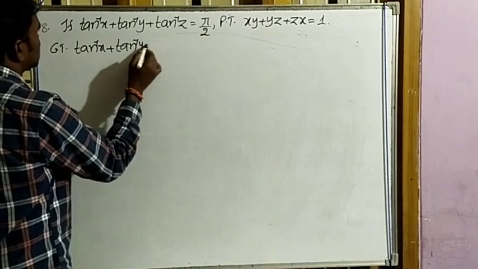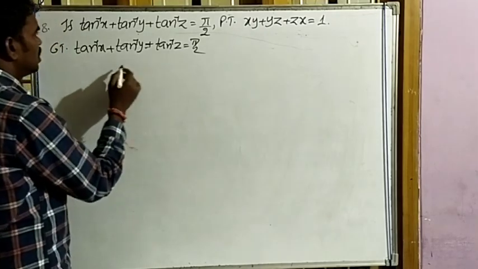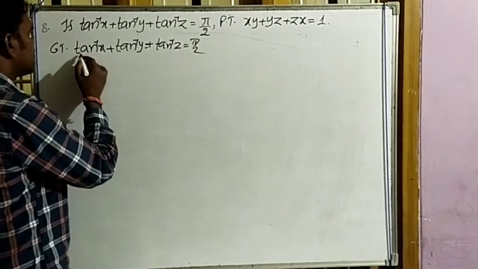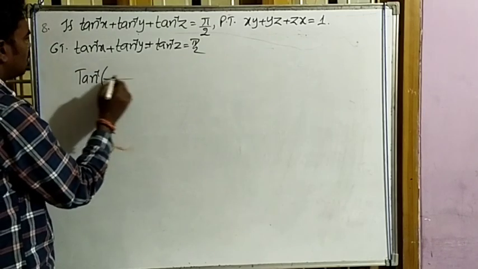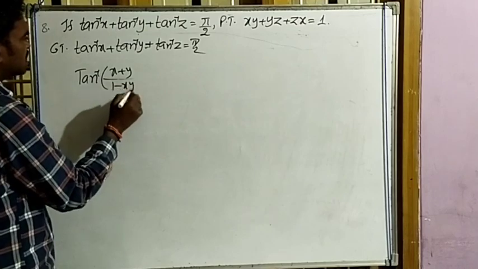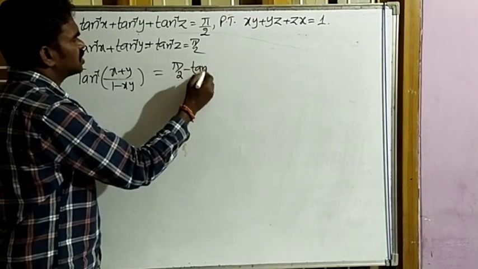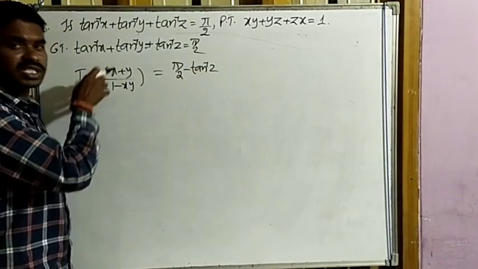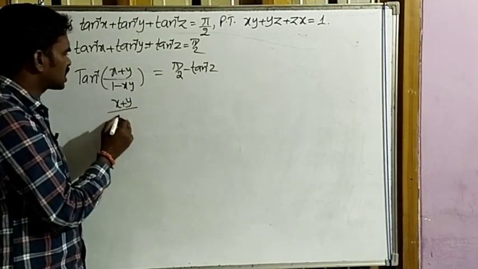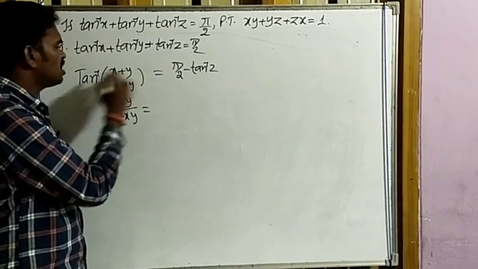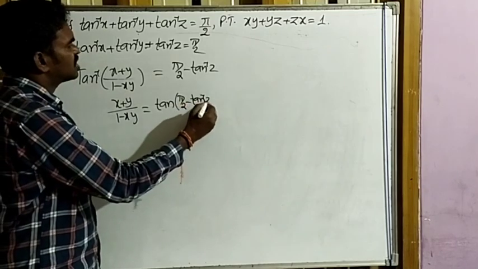tan inverse y plus tan inverse z is equal to pi by 2 is given. So this tan inverse z, send to the right side, and here we can apply the tan inverse x plus tan inverse y formula. What is that? Tan inverse of (x plus y) by (1 minus xy) is equal to pi by 2 minus tan inverse z. Then after this, tan inverse, send to the right side. Here there is nothing to simplify, so we have to keep this as it is, leave (x plus y) by (1 minus xy). So tan inverse sent to the right side becomes tan of pi by 2 minus tan inverse z.